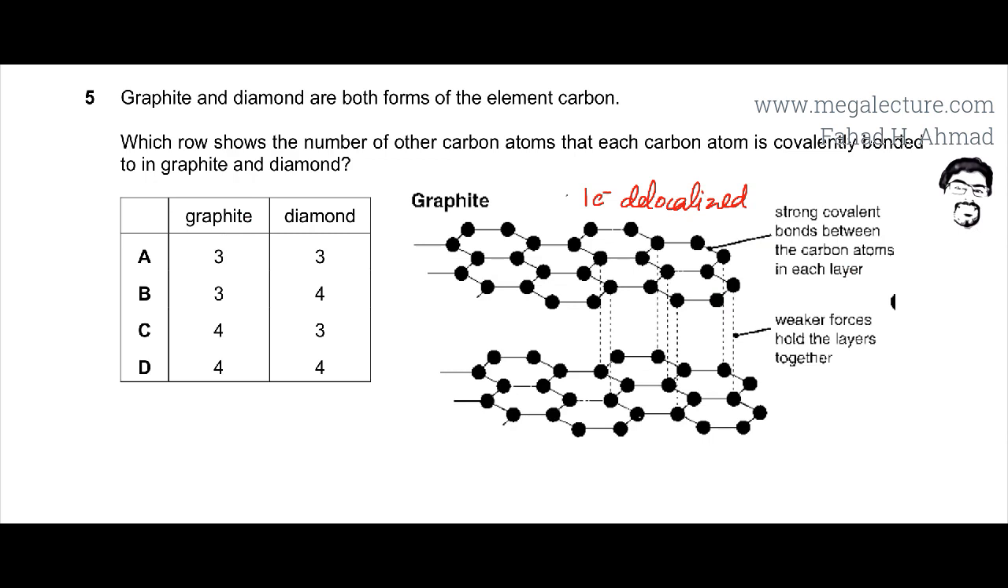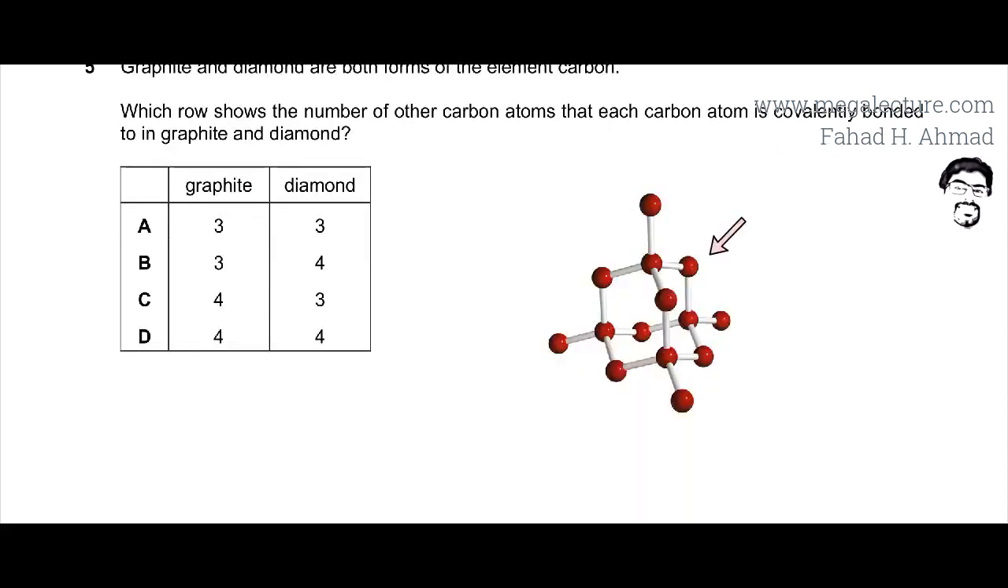Now let's look at the structure of diamond. This is the structure of diamond, and as you can see, each carbon atom is bonded to 4 different carbon atoms. It's a giant covalent structure.